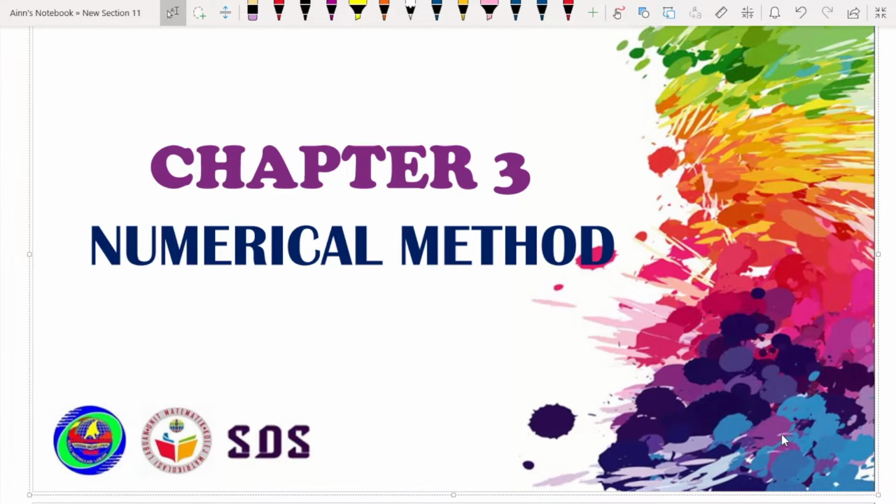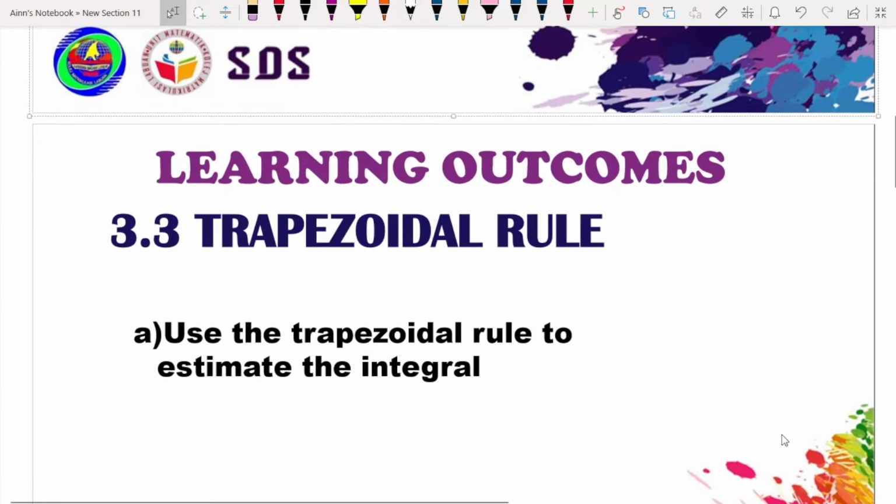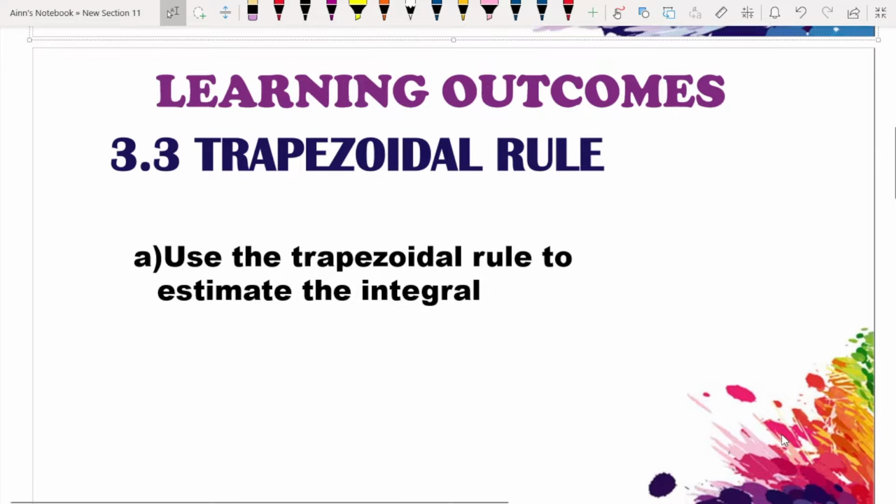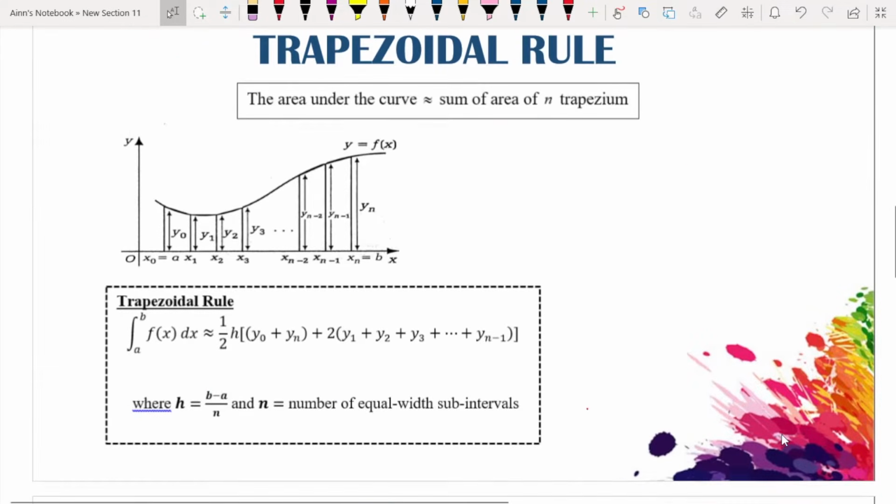Assalamualaikum and hi. In this video, we will learn subtopic 3.3 Trapezoidal Rule. The learning outcome for this video is to use the Trapezoidal Rule to estimate the integral. As you can see here, this is the formula for Trapezoidal Rule.